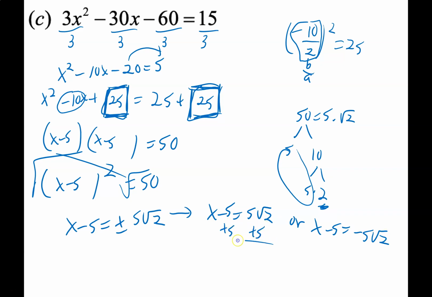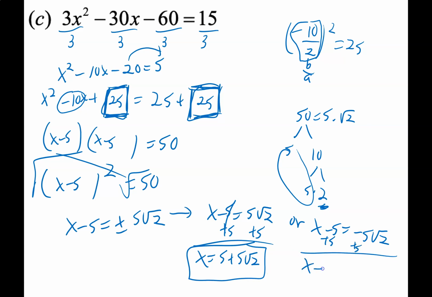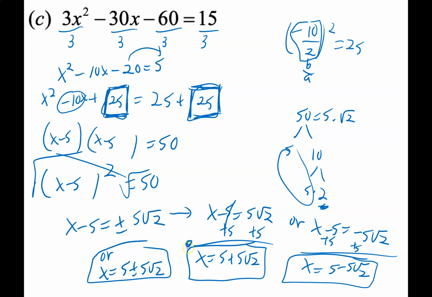And when I add 5, well, 5 and 5 root 2 are not like terms, so I'm just going to get x equals 5 plus 5 root 2. That's one answer. Or if I add 5 here, I'm going to get x equals 5 minus 5 root 2 as my second root. If you want to play the lazy mathematician way, you could say that x is equal to 5 plus or minus 5 root 2. That is the same as saying both of these together.